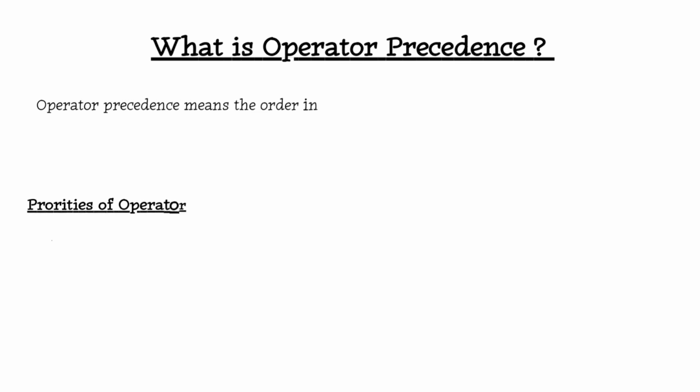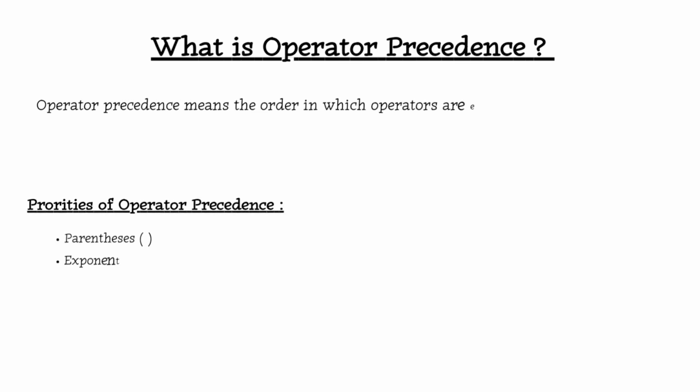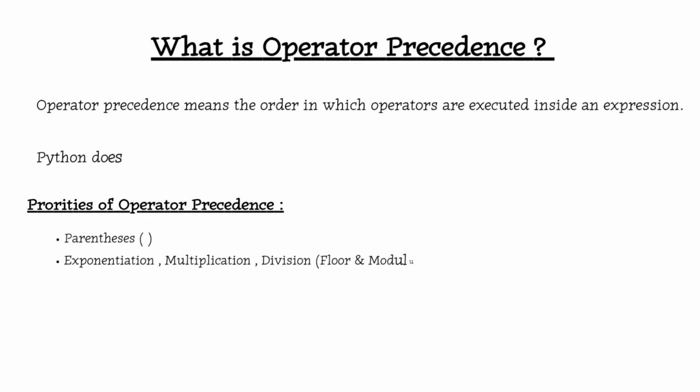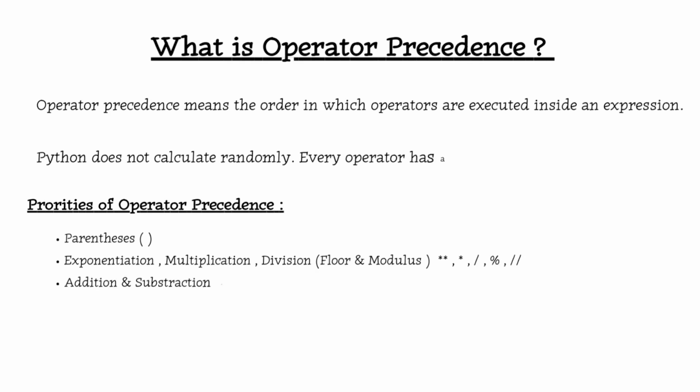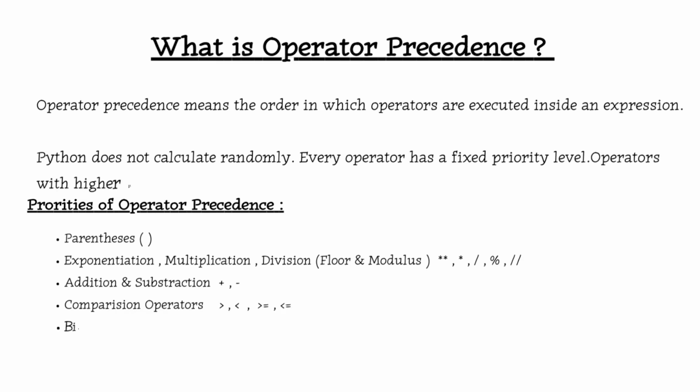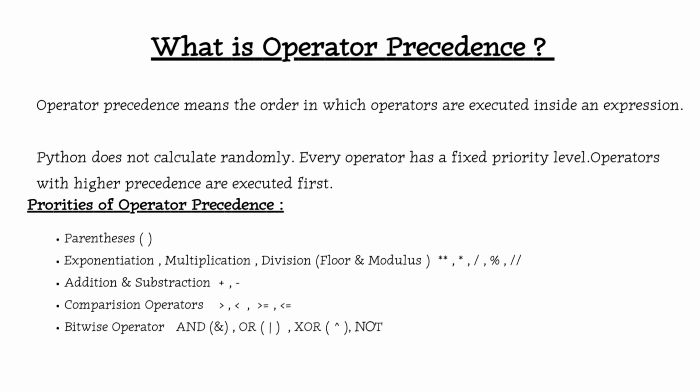Operator precedence means the order in which operators are executed inside an expression. Python does not calculate the operation or expression randomly. Every operator has a fixed priority level. Operators with a higher precedence are executed first. Then operators with a lower precedence are executed after the higher precedence operators. This is exactly how operator precedence works in Python.